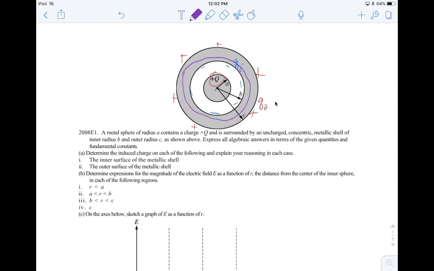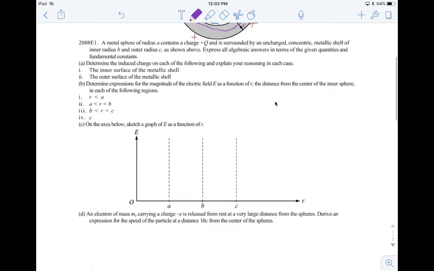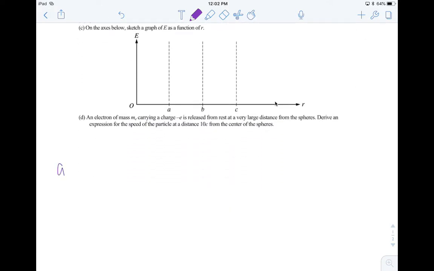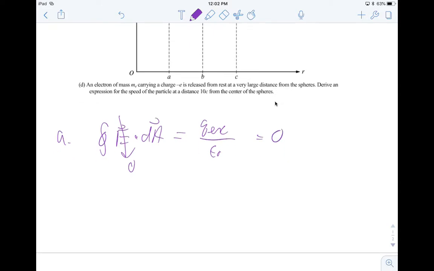Why am I picking that Gaussian surface? Because I know something about that Gaussian surface. I know the electric field inside of that conductor, right? E is equal to 0 inside a conductor. Okay, and so for part A, we're going to apply Gauss's law. The closed integral of E dot dA equals Q enclosed over epsilon naught. Okay, and we already know that this is 0. If the left side of the equation is 0, then that means that Q enclosed must also equal 0.